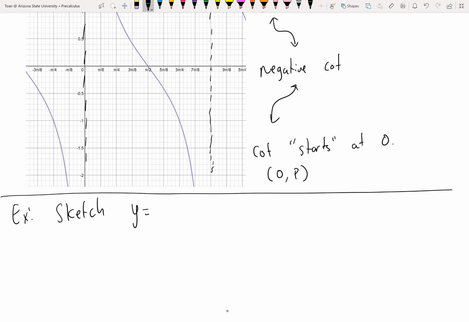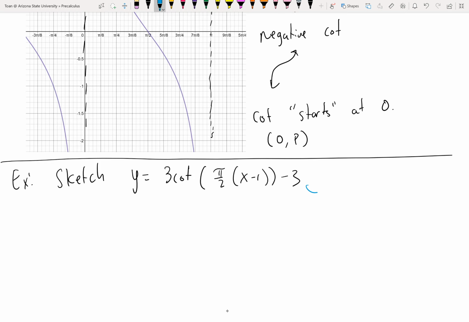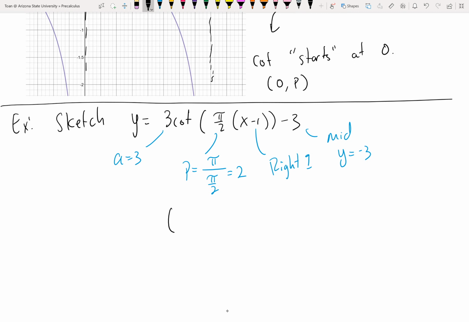Suppose I ask you to sketch y equals 3 cotangent of pi halves, times x minus 1, minus 3. Let's read all of the pieces, and it will be the same reading as tangents. So my midline is y equals negative 3. I have a right 1. My period is pi over pi halves, which ends up being 2. And then my a value is 3. Because this is a cotangent, I will start at 0, comma, whatever the period is, but I had a right 1, so my new viewing window is 1, comma, 3.